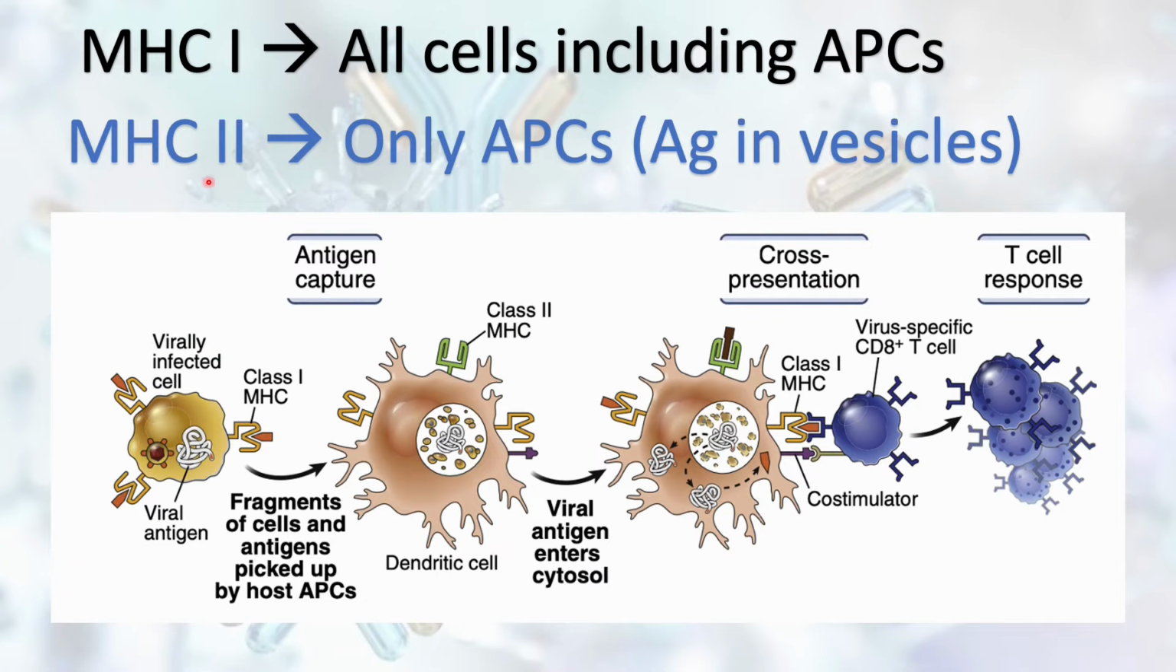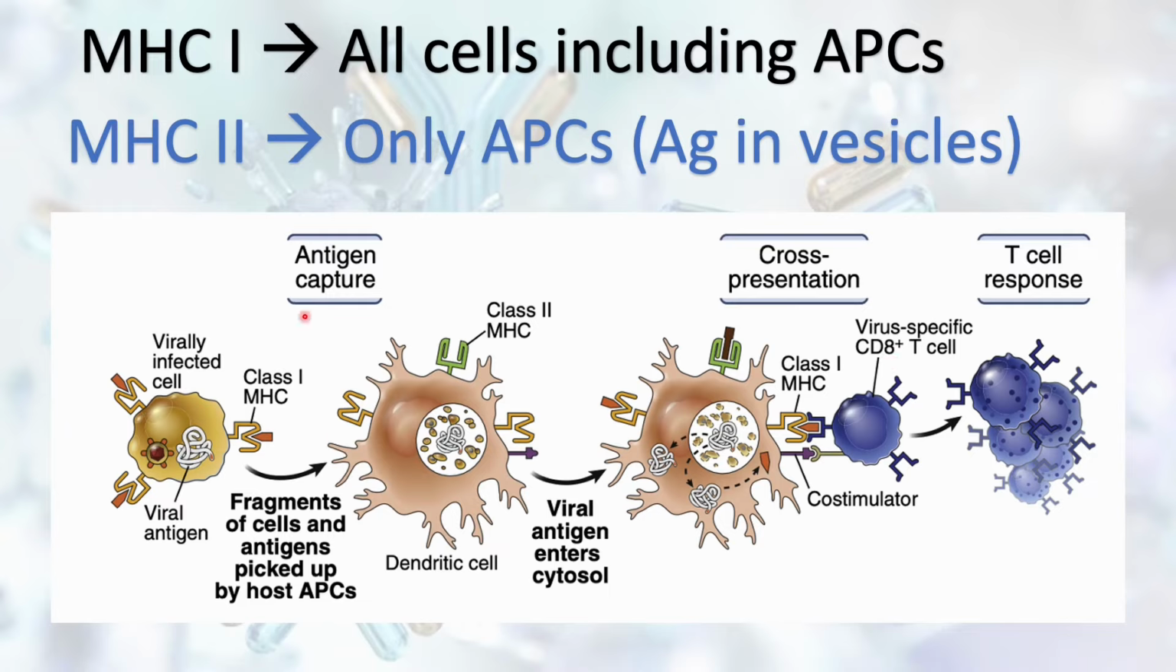Now, I told you guys before that MHC class 2 is only found in antigen-presenting cells, which engulf the antigen in vesicles, while MHC class 1 is found in all nucleated cells. And this is the one that will be recognized by the cytotoxic T lymphocyte. So if we have an infected human cell that has a virus inside, this will have MHC class 1 presenting the antigen inside it, and that's what will be recognized by the CD8 positive T cell.